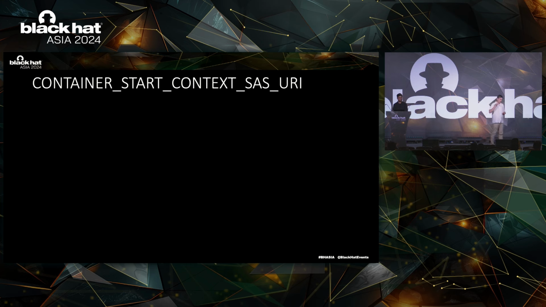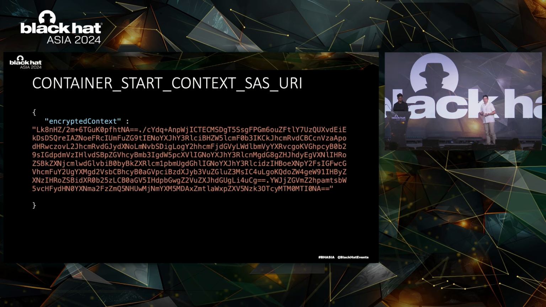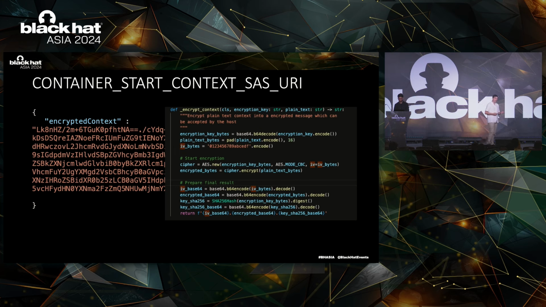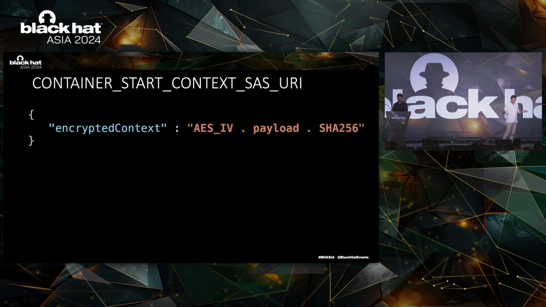But next, and this is the most interesting and important environmental variable, is this CONTAINER_START_CONTEXT_SAS_URI. It's a short-lived URL, and if we follow the URL, we get something like this. It's basically the container configuration encrypted context. Well, looks nice, right? But what does it mean? Well, we did some digging, and the encrypted context is an AES encrypted payload, where the first part is the initialization vector, the second part is the payload itself, followed by the hash, and guess what was the decryption key?